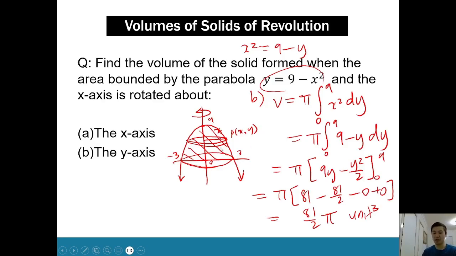So that's what the volume is of this shape that we get when we rotate the area bounded by that parabola around the y-axis. Okay, so that's calculus. Now we can move on to vectors.